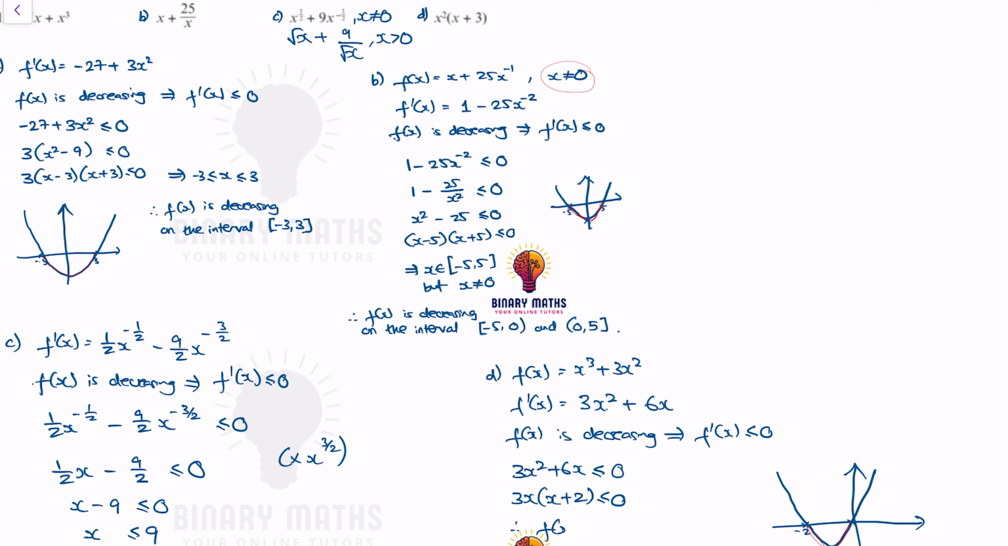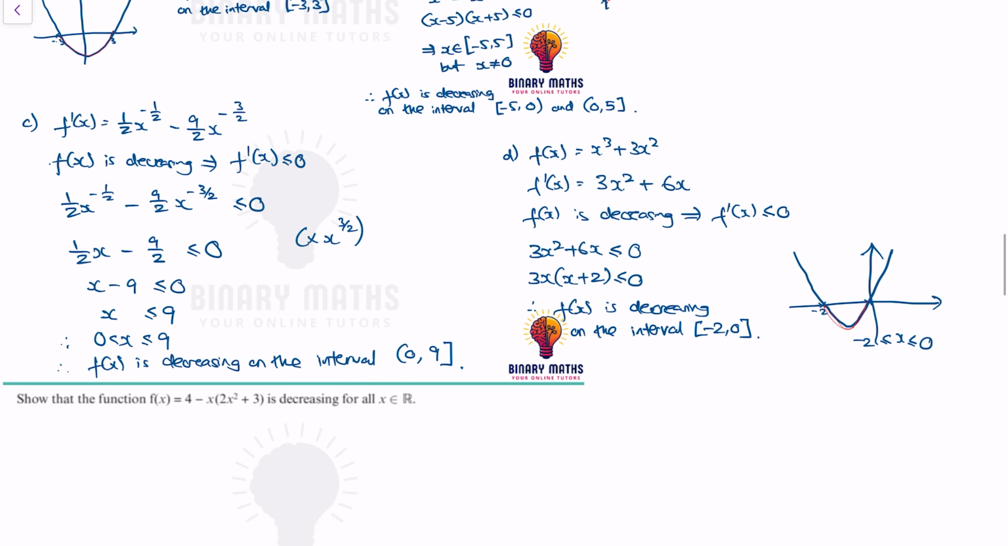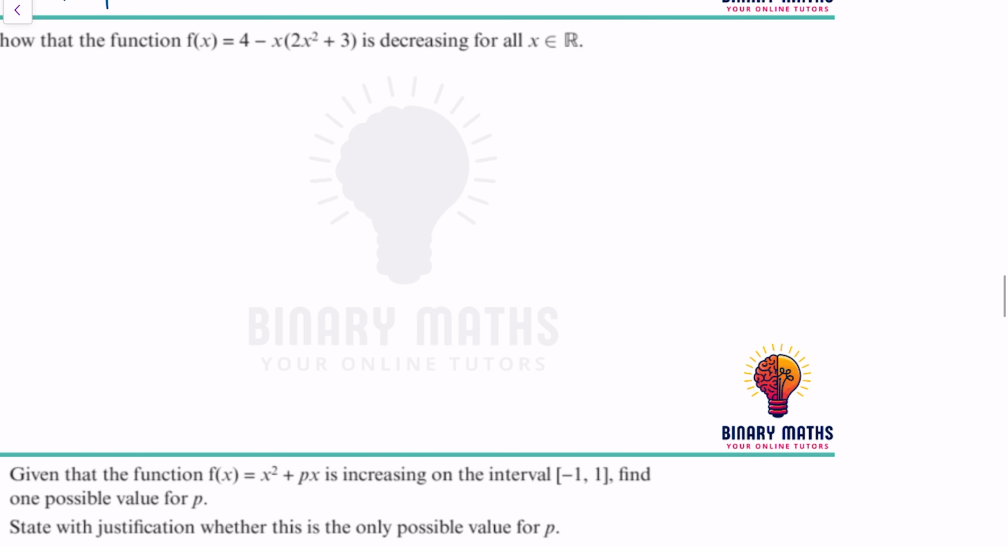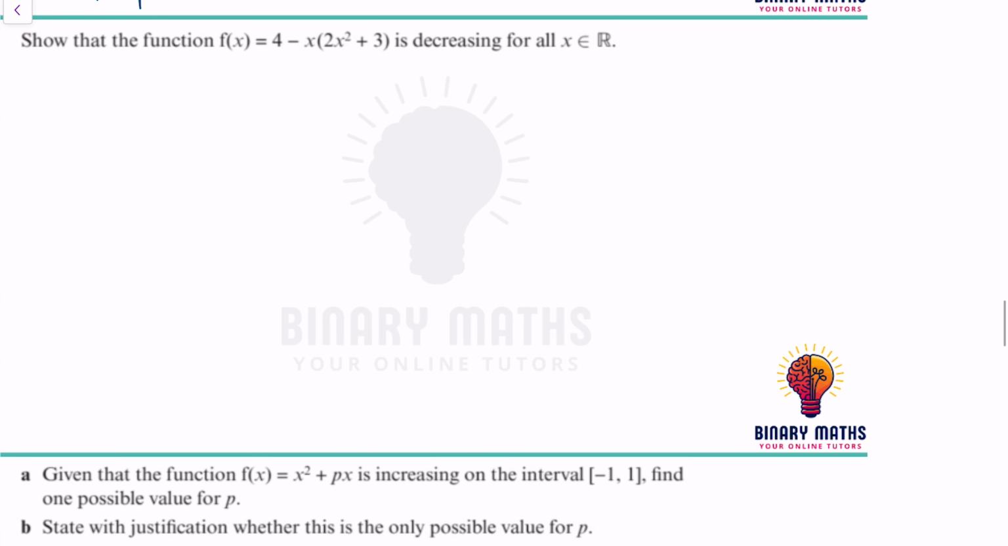Therefore, f of x is decreasing on the interval minus 2 to 0. Show that the function f of x is equal to 4 minus x times 2x squared plus 3 is decreasing for all x elements of the reals.